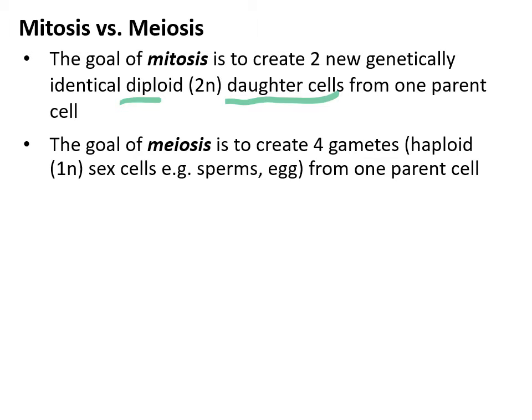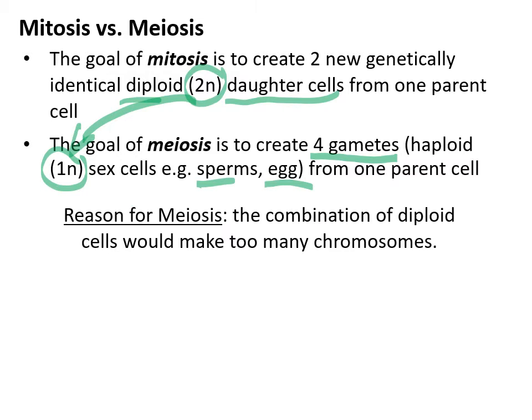The goal of meiosis is to create 4 gametes. So these are haploid sex cells, and they could be sperm or eggs. They are going to have half the number. So if a diploid cell is 2n, a haploid cell will be 1n, and n represents the number of chromosomes.